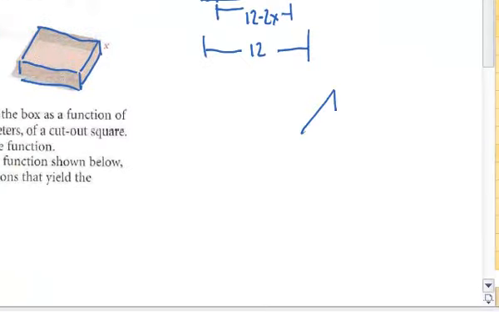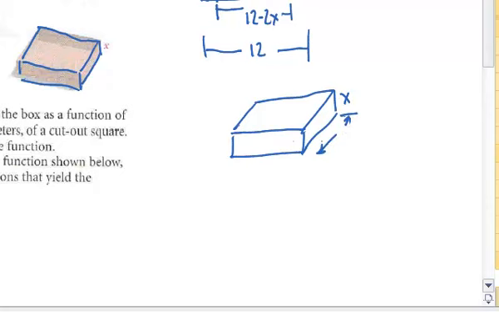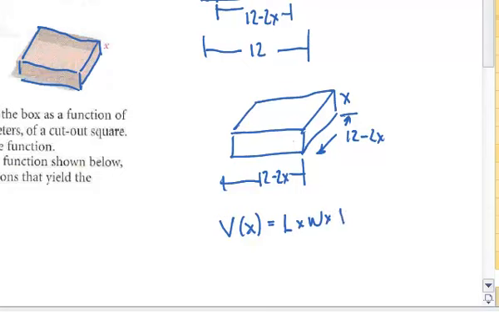Our final volume, when we construct the box, is going to be x tall in terms of height. Its width is going to be 12 minus 2x, and its length will be 12 minus 2x. When we write up a volume equation, it's length times width times height, which is going to end up being the polynomial that is 12 minus 2x times 12 minus 2x times x.